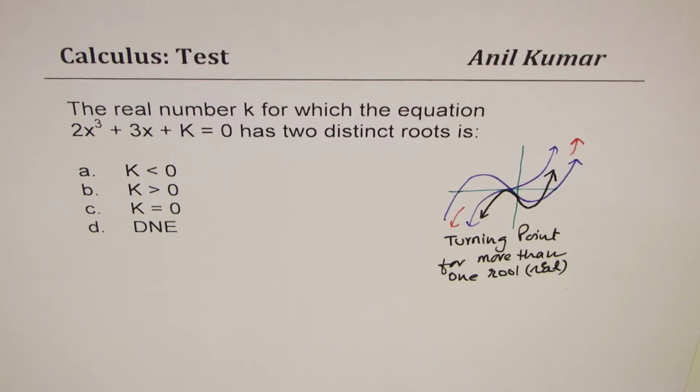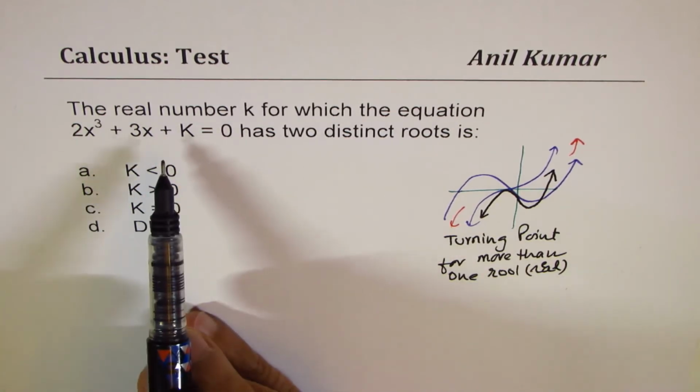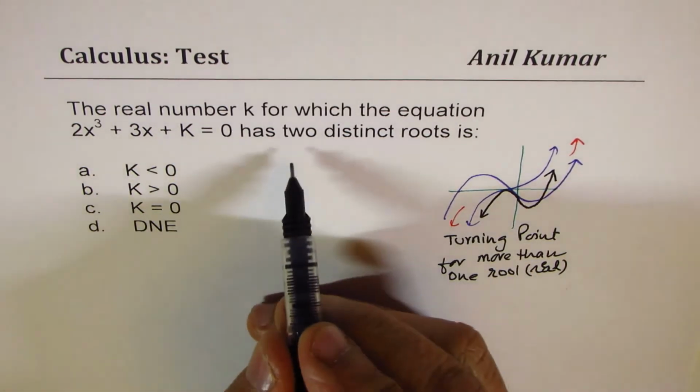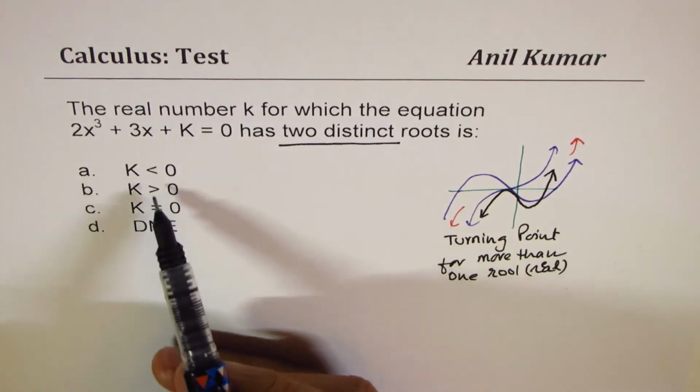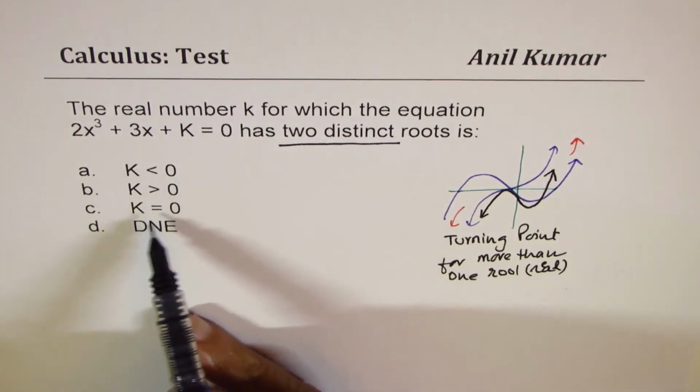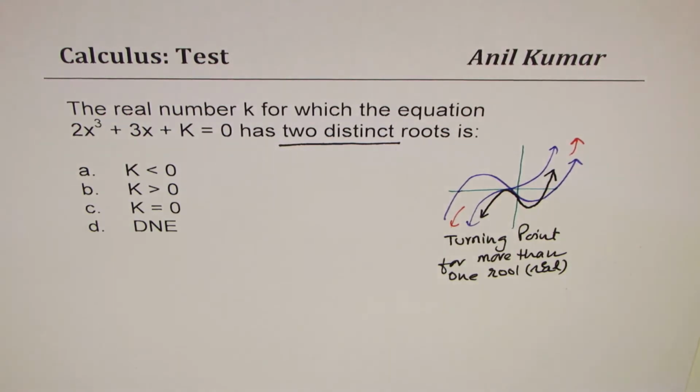Can you now pause the video and answer the question? Find the value of k so that this equation has two distinct roots. That's the key, two distinct roots. Options given is either k is less than 0, greater than 0, equal to 0, or it does not exist at all, right? So how do we solve it?